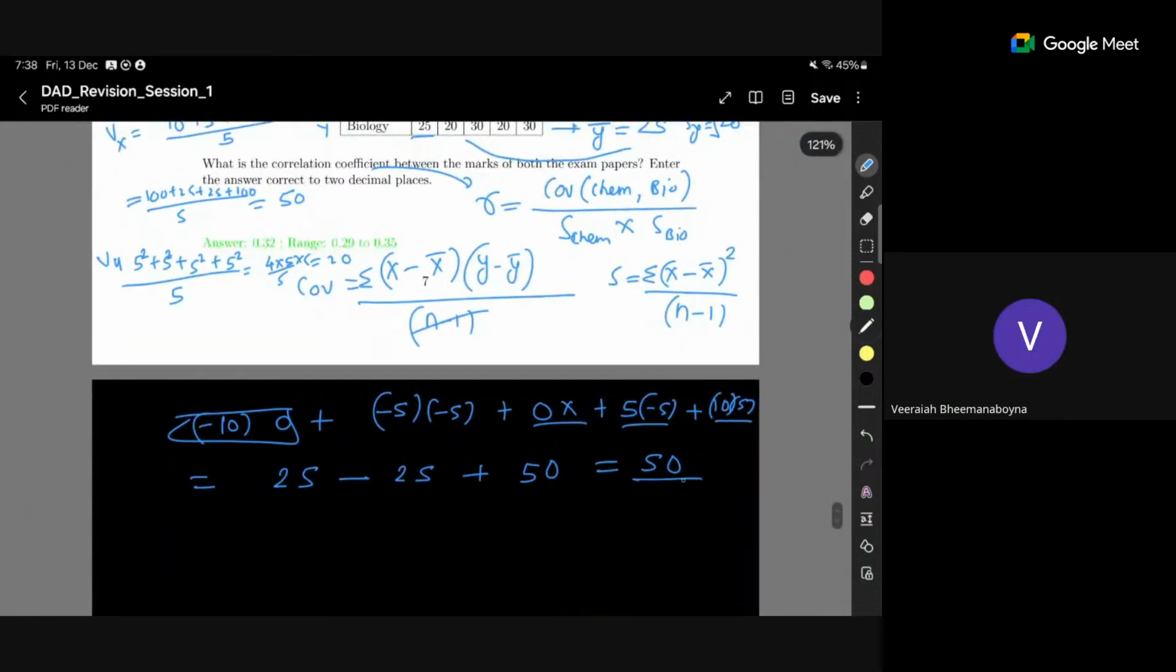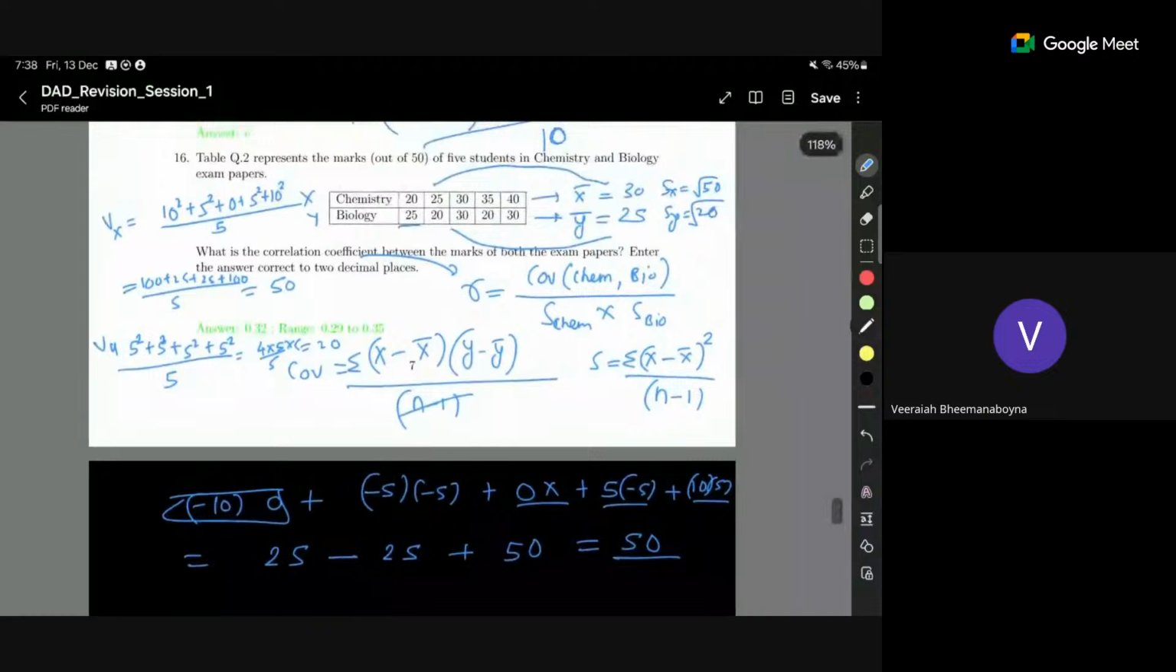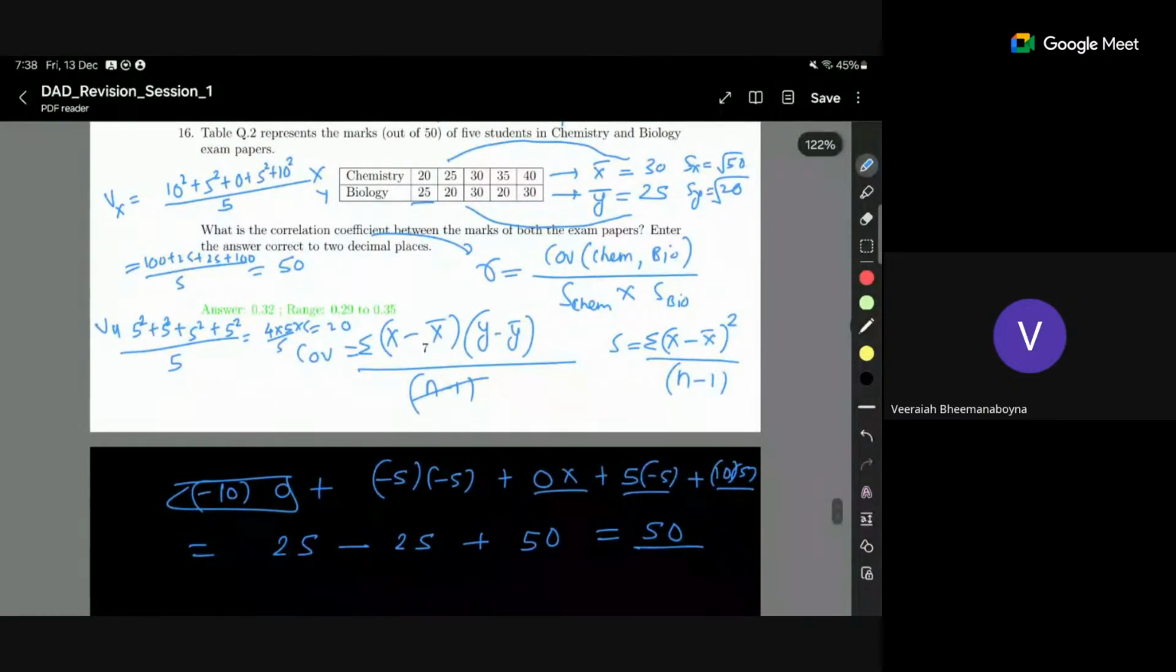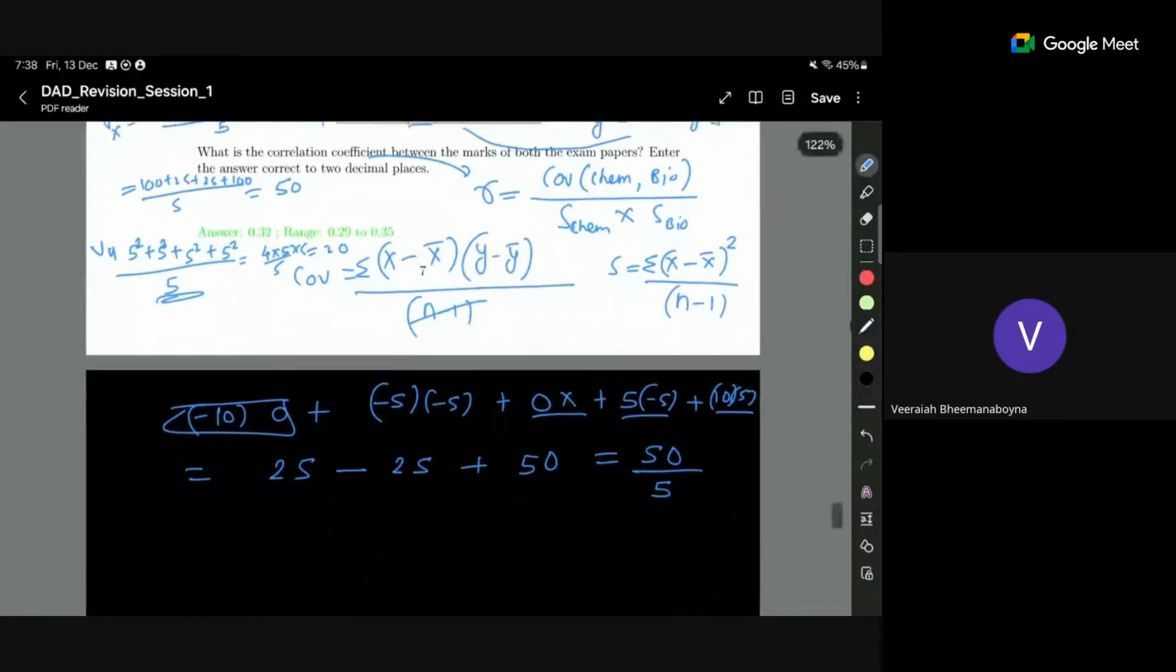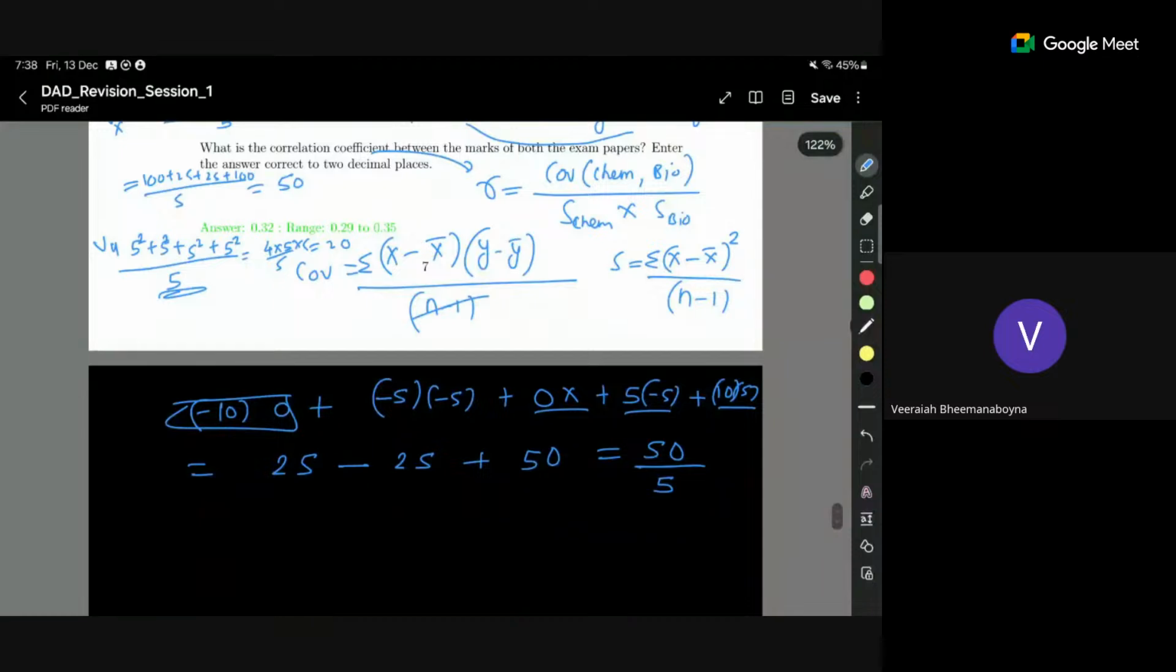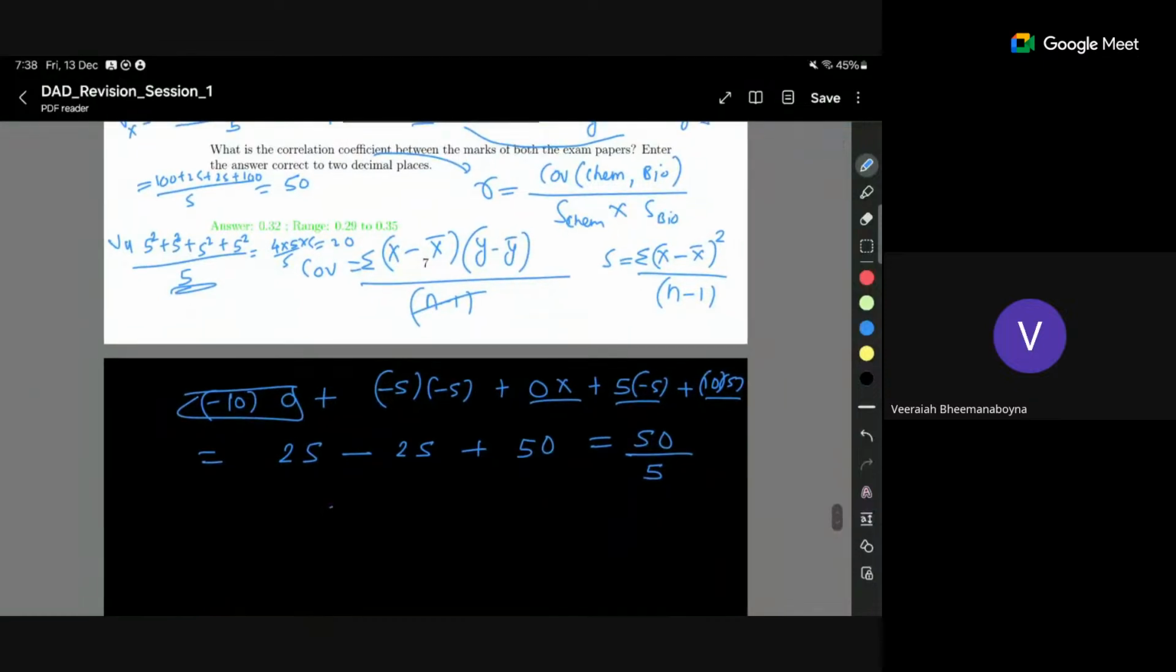Not yet. You have to divide it by n minus 1 or n, anything you can choose, but I chose 5 only because I'm considering population covariance. So I'll divide it by 5. And yes, this is what it is. So this is covariance, 50 by 5, which is 10.